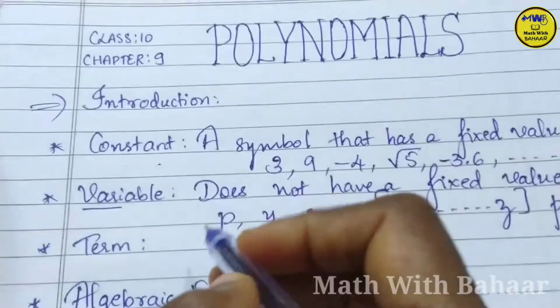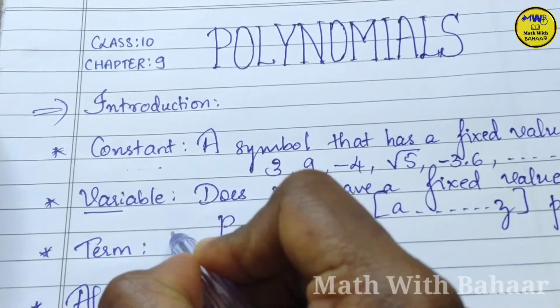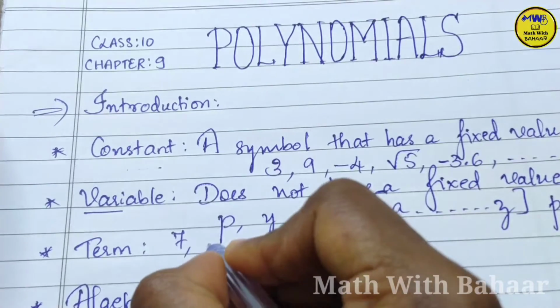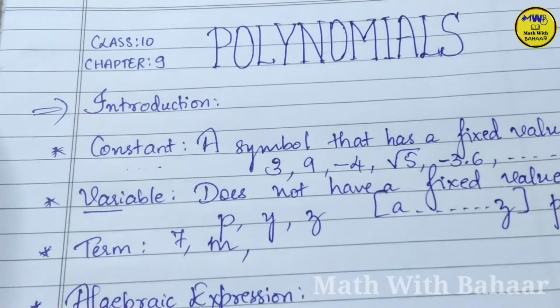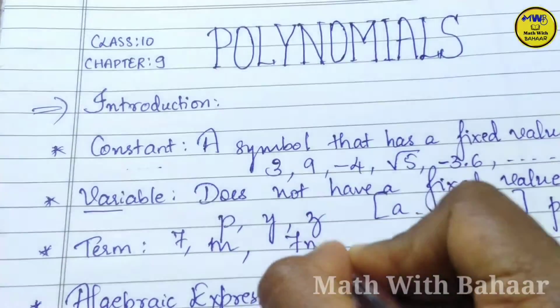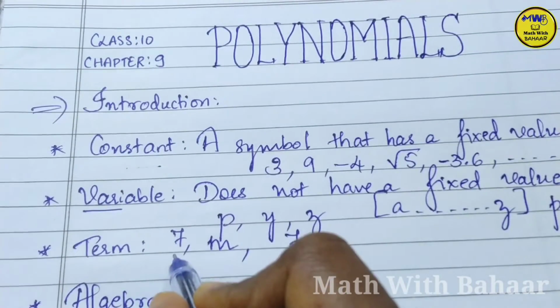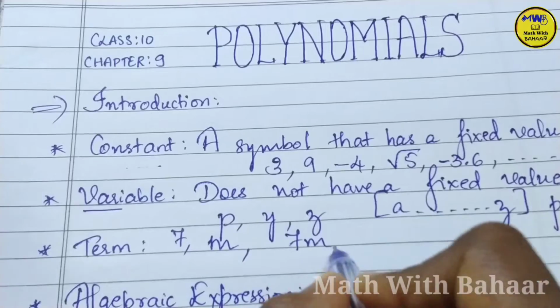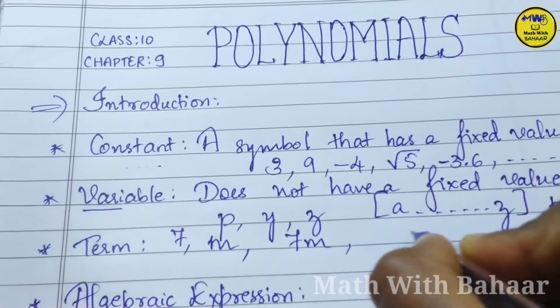Coming on to a term. A term can either be a constant, for example, let's say 7. It can be a variable, let's say M, or it can be a combination of both, let's say 7M. Remember this. It can either be a constant, a variable, or a combination of both. Let's take one more example.